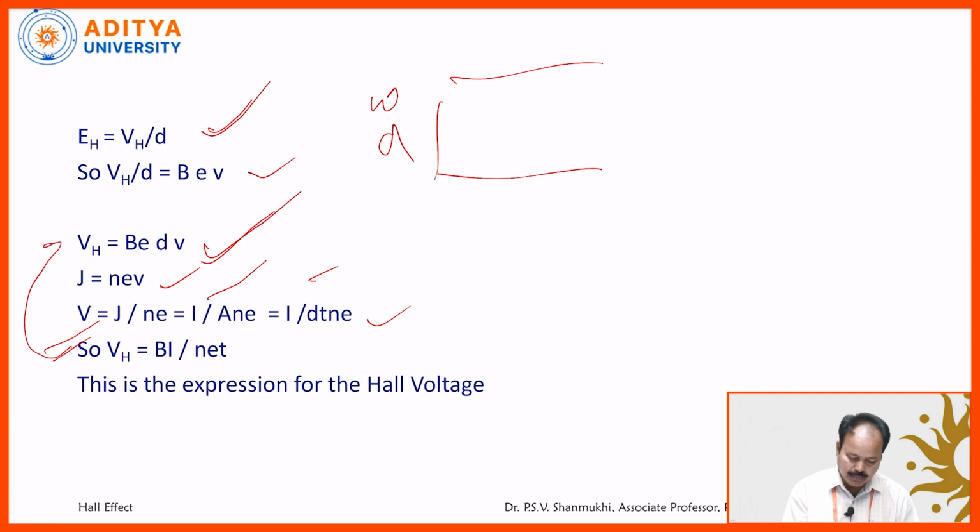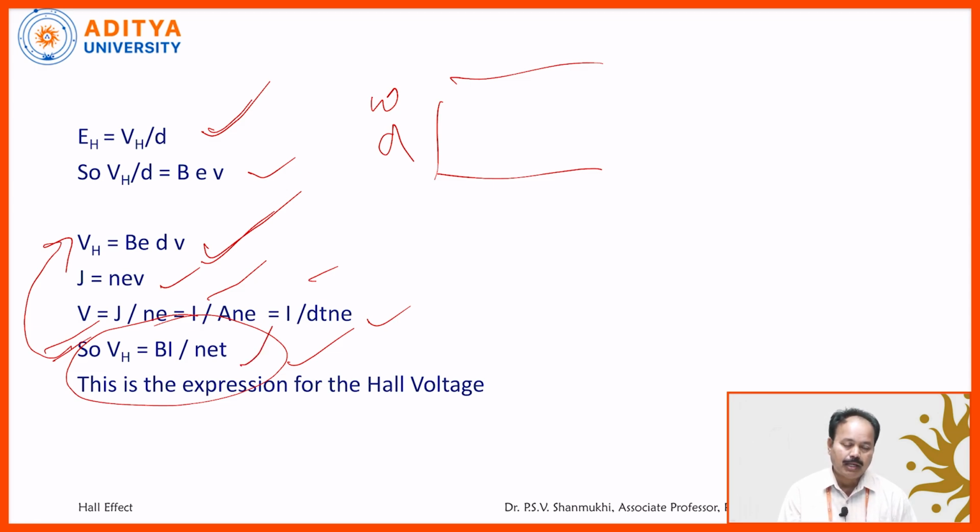This is the velocity expression. Substitute this velocity expression in the Hall voltage formula. VH is equal to BeD into V. Therefore, we get VH is equal to BI by Ne into T. This is the expression for Hall voltage, where B is the applied magnetic field, I is the current, N is the electron density or holes density, E is the charge of the electron, and T is the thickness of the sample.